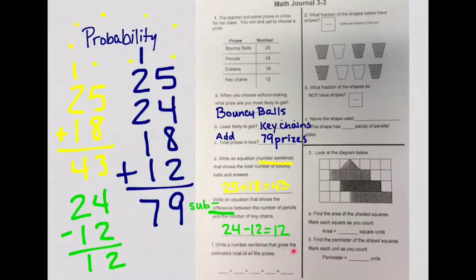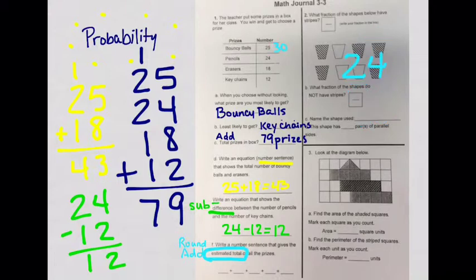The final question says to write a number sentence that gives the estimated total for all of the prizes. So if we're looking for the estimated total, that means we're going to round, then add. Remember, we estimate, then operate. So we need to round for all the prizes. We're going to round 25 for the bouncy balls. We circle our number, look right next door. 5 or more tells us to add one more to our circled number. 2 plus 1 is 3. Everything to the right turns to 0, so the closest 10 to 25 is 30.